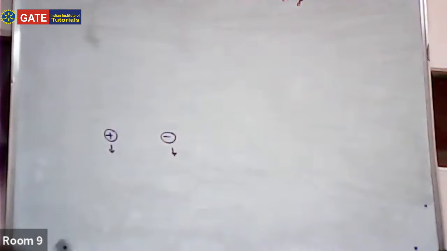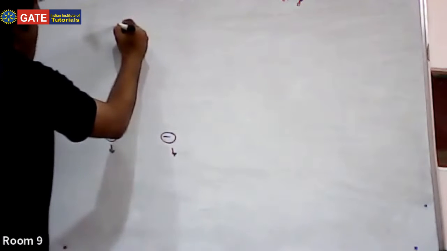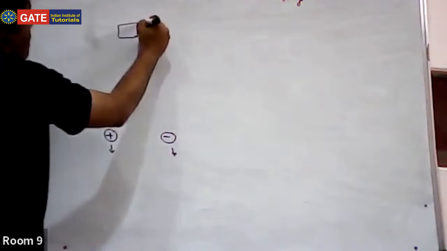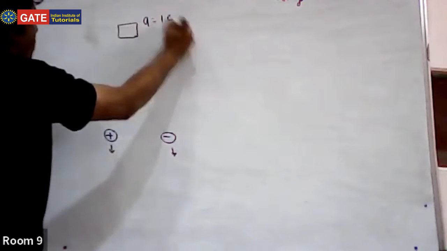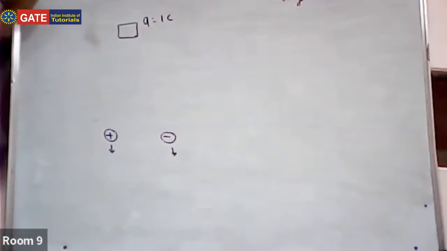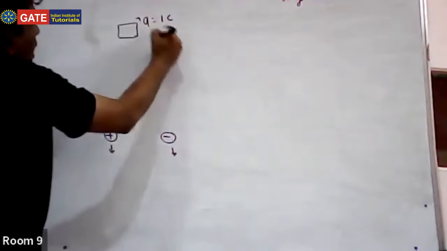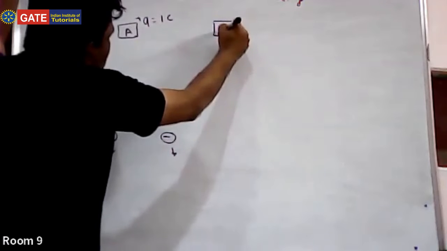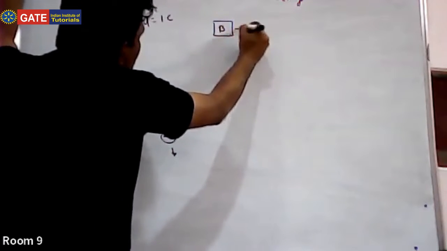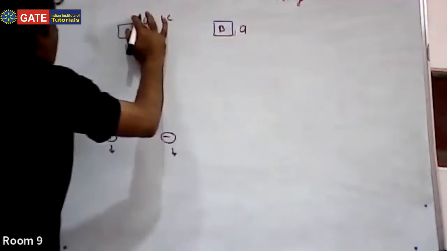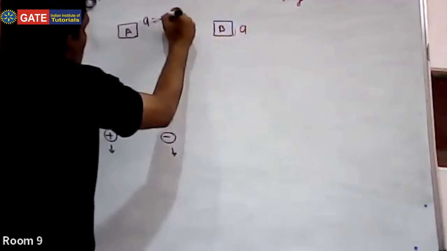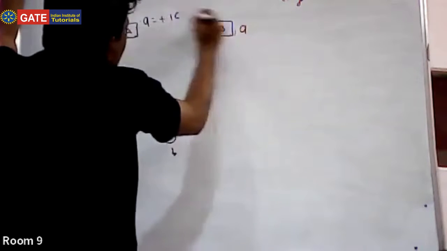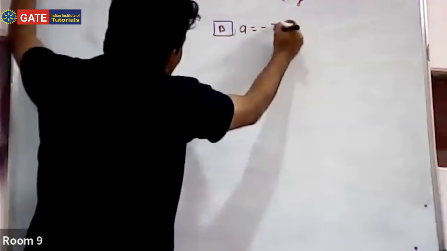If I have an object, suppose this is some object, I say that the charge on this object is 1 coulomb, positive charge. This is object A, and this is object B, and this object B has a negative charge. Okay, positive 1 coulomb, and the charge on this is negative 2 coulomb.